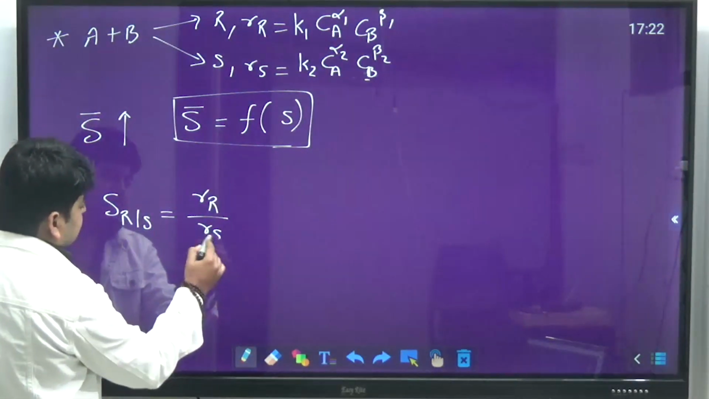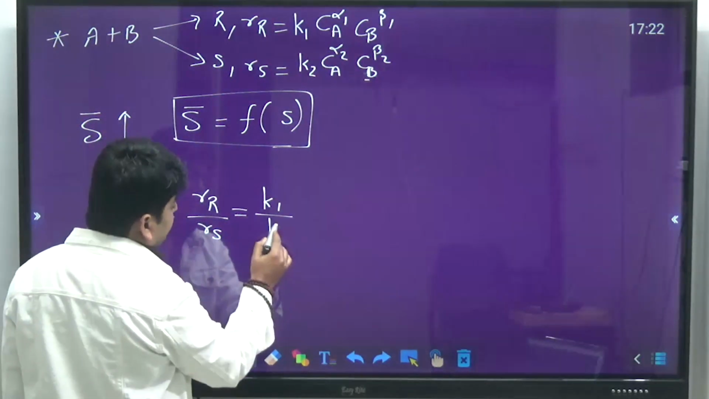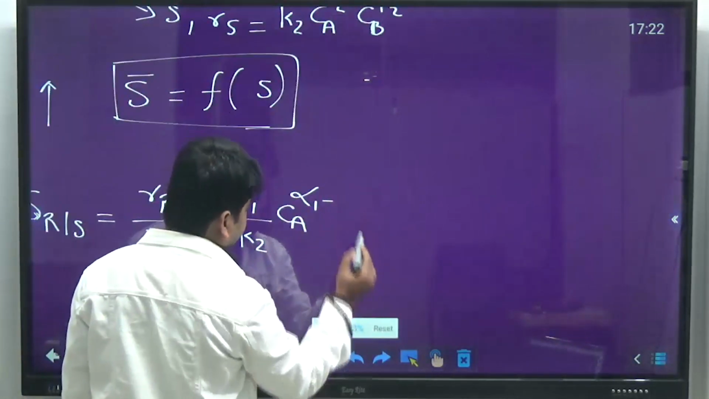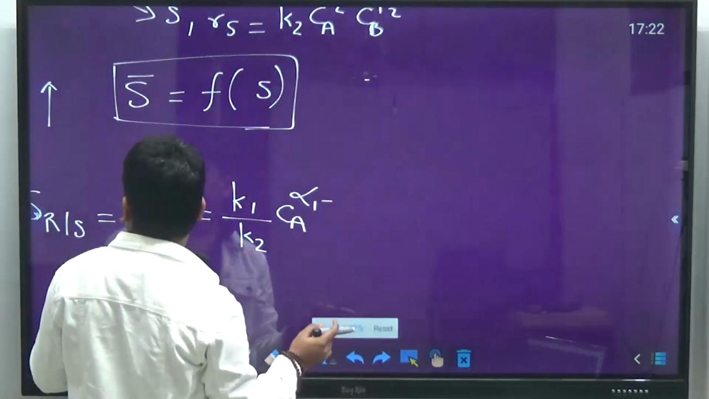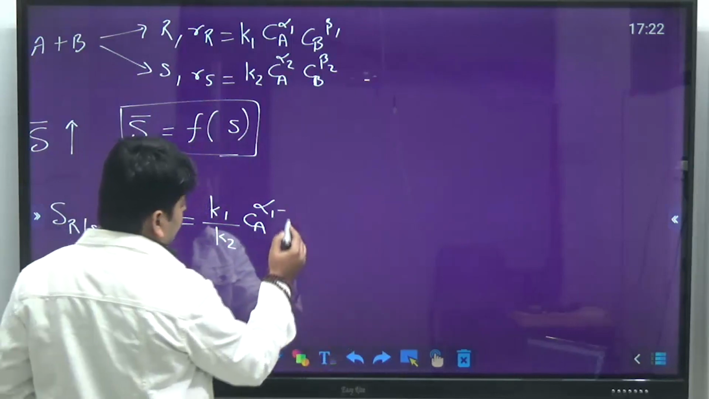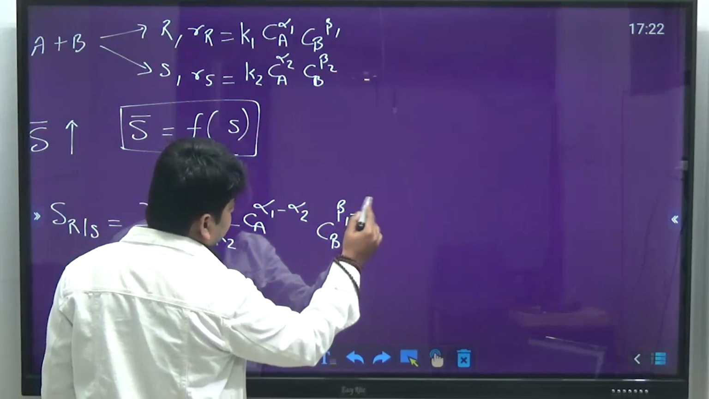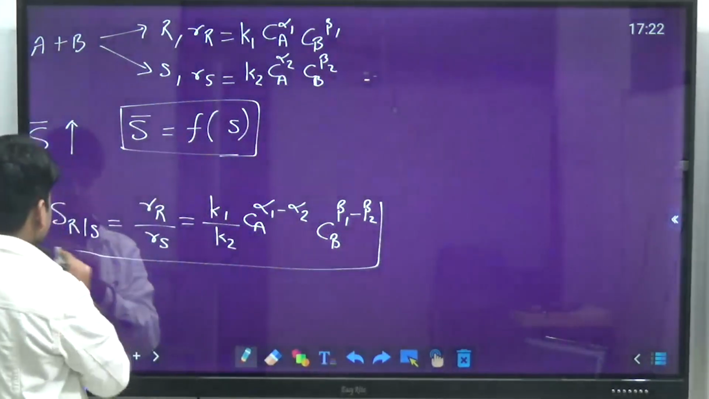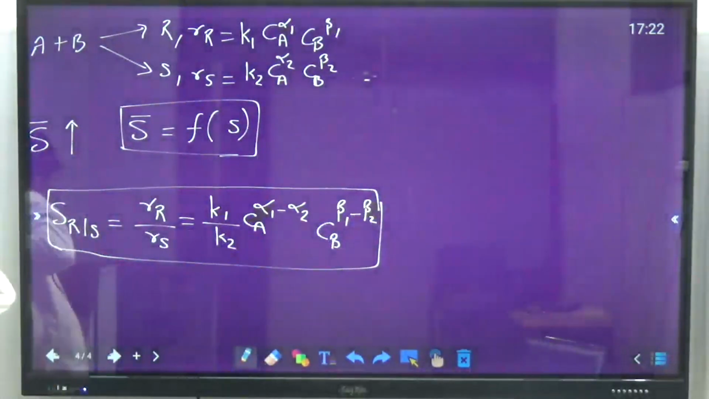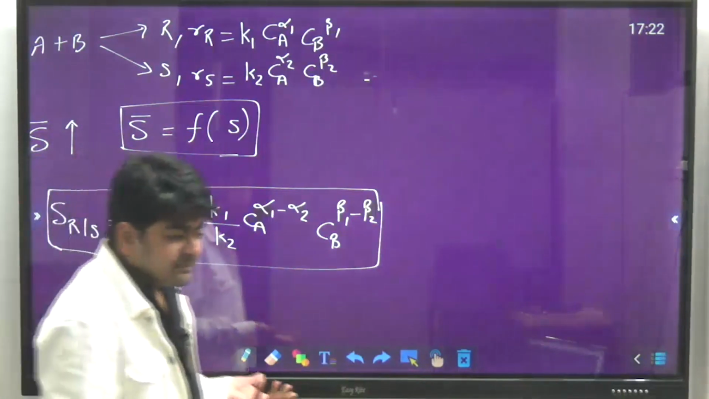Simple. Okay. So what is instantaneous selectivity? R by S, that is RR over RS. Now you can put these values here and ultimately you will get K1 upon K2 times Ca power alpha 1 minus alpha 2 and Cb power beta 1 minus beta 2. That is the instantaneous selectivity for a parallel reaction like this. Okay. So I want higher selectivity.